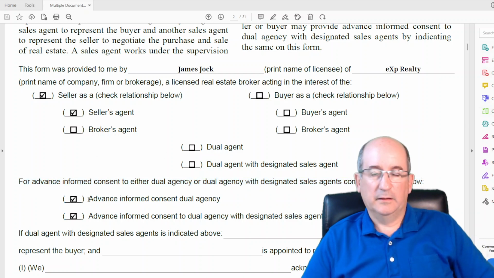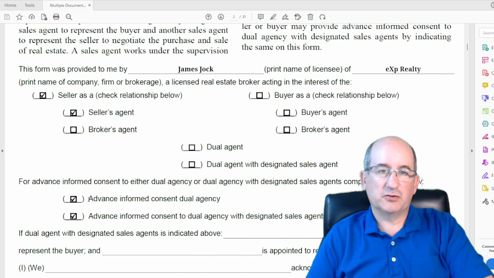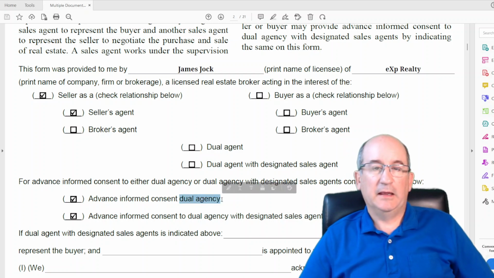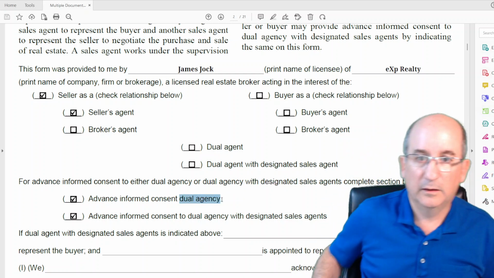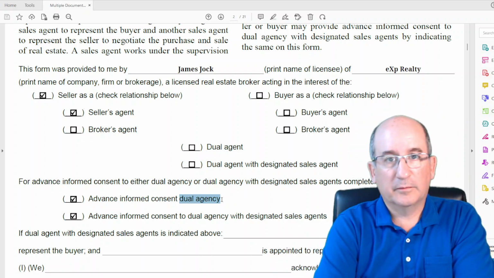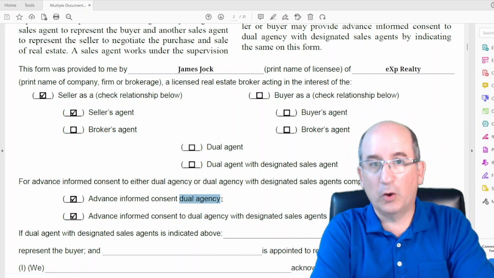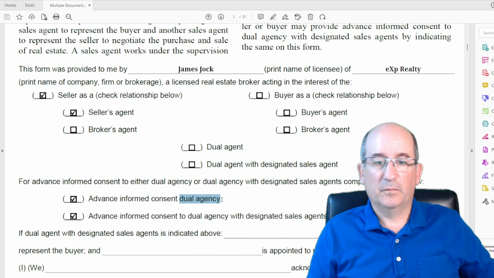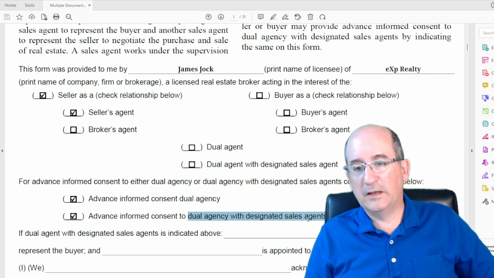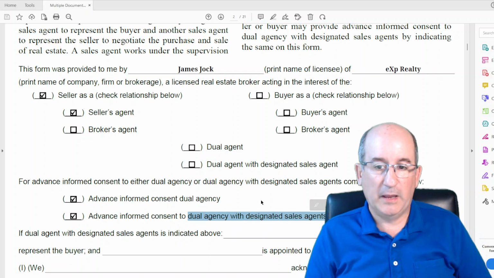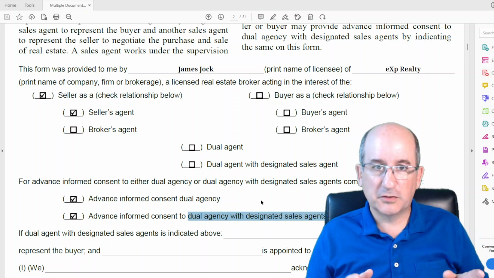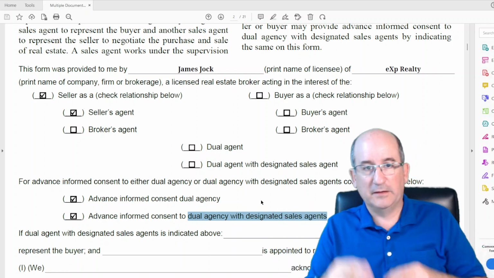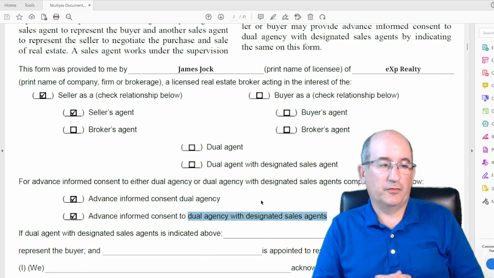What this is doing is the seller giving permission ahead of time, number one, for you to work dual agency, which means it's okay if you bring somebody that you've already been working with. All right? And the seller is okay with that undivided loyalty between the buyer and the seller. And it means that dual agency with designated sales agents is okay as well. And that's pretty much the same, except it means another agent from within your brokerage is going to be that other side instead of you. Now, here's the thing with that, though.